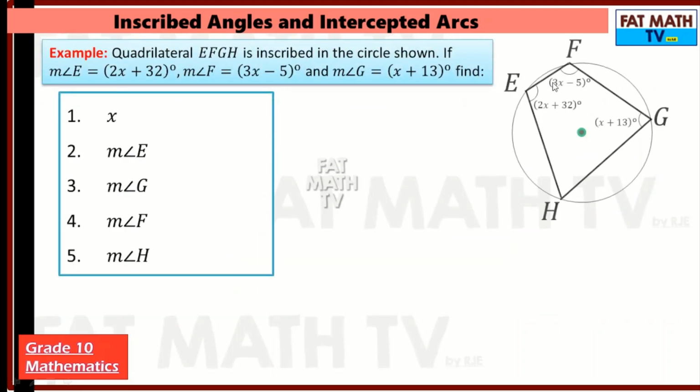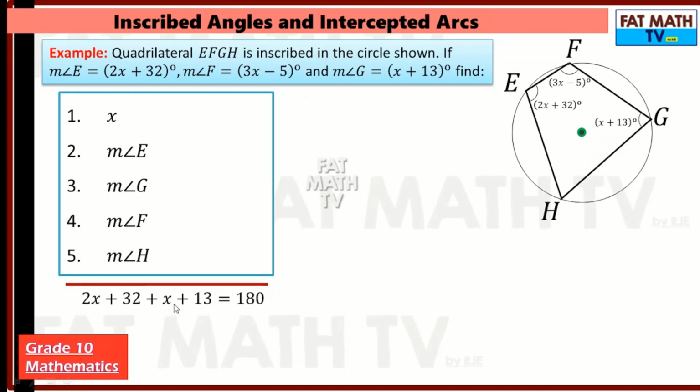Last example, quadrilateral EFGH is inscribed in the circle shown. If measure of angle E is 2x plus 32 degrees, measure of angle F is 3x minus 5 degrees, and measure of angle G is x plus 13 degrees, find the following. Okay, so what are we going to use here? We have to use E and G are supplementary, meaning to say their sum is 180. So if we add 2x plus 32 and x plus 13, the answer must be 180. So here we have 2x plus 32 plus x plus 13 is 180.